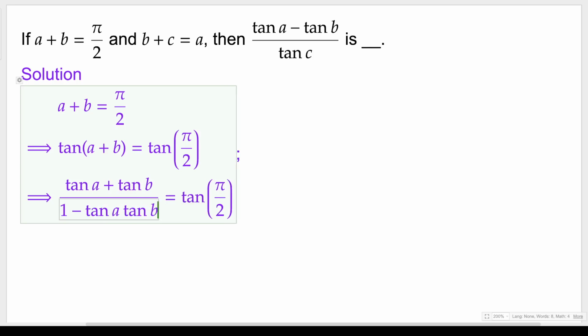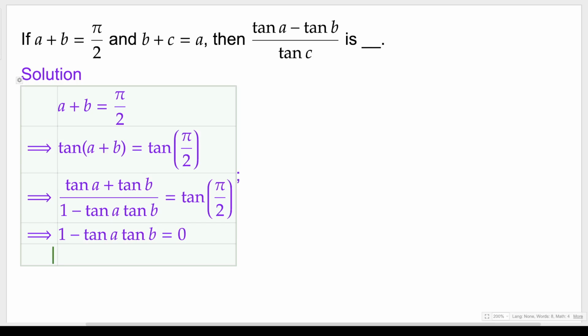Now it is clearly known to us that tan of exactly pi by 2 is not defined, and if some mathematical quantity is not defined, that means irrespective of what the numerator is, the denominator is definitely 0. So if the denominator is exactly 0, in that case we mention that this quantity is not defined. So from this we can clearly write that 1 minus tan a times tan b will be equal to 0. I have got this because on substituting 0 over here, I get not defined. So that's why I've taken this one as 0.